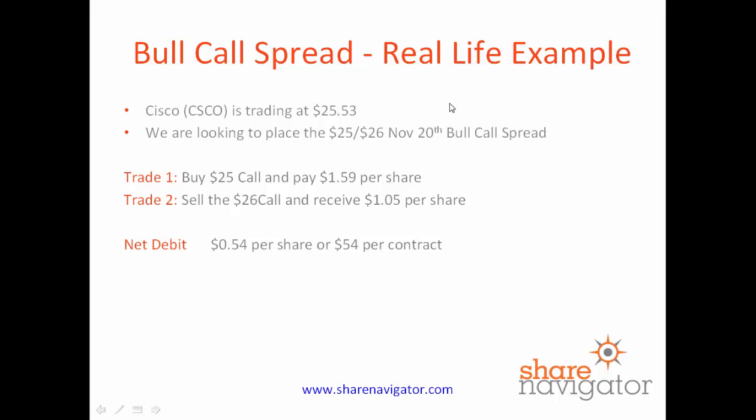So let's get stuck into it. It's a real life example. We got filled on Cisco. The stock was trading at $25.53, and we placed the $25/$26 November 20th bull call spread. So what we did was, the first part of the trade, we bought the $25 call and we paid $1.59 per share. So with this part of the trade, we want the share price of Cisco to rise. And then we've capped our profit potential by selling the $26 call.